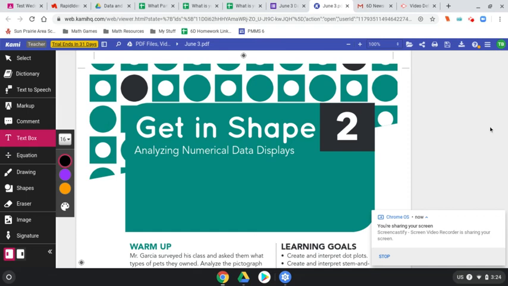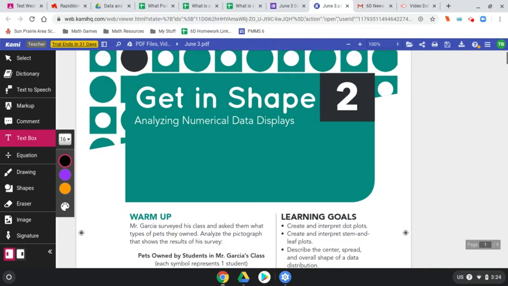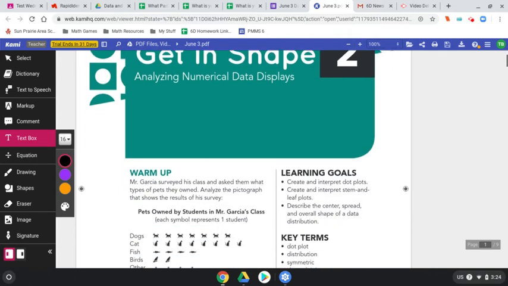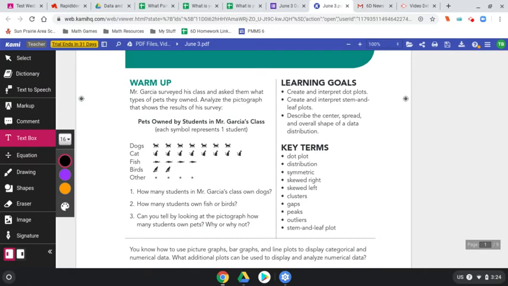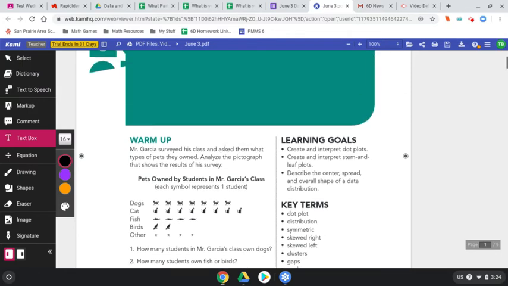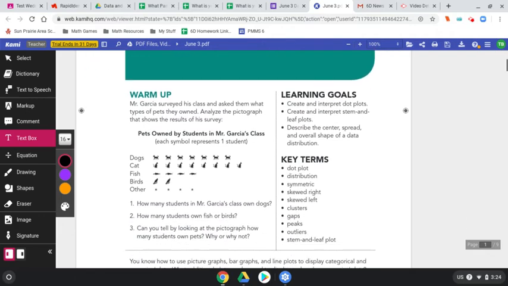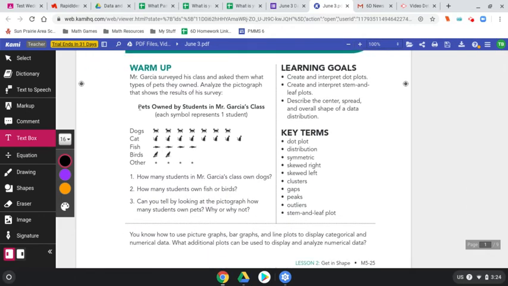It's Wednesday, June 3rd. We're going to start a new lesson today with our graphical representations of data. We're starting a new lesson, analyzing numerical data displays. A couple of things that we're going to be doing with them are different types of graphical representations and data displays.